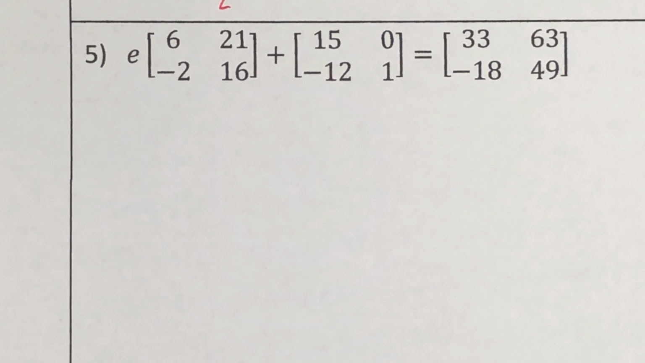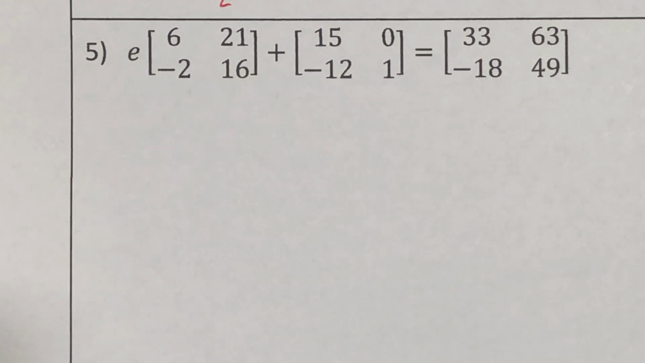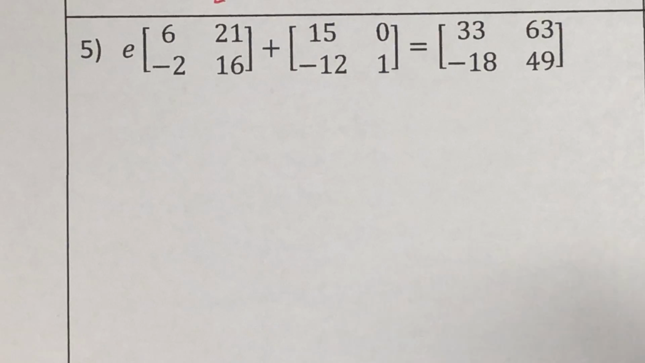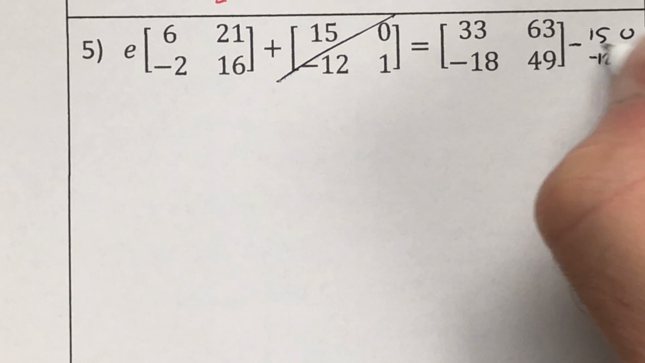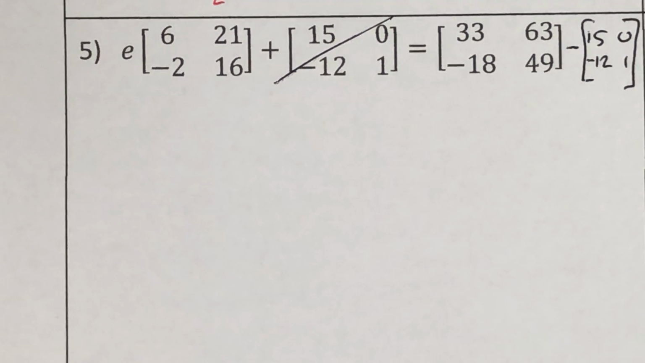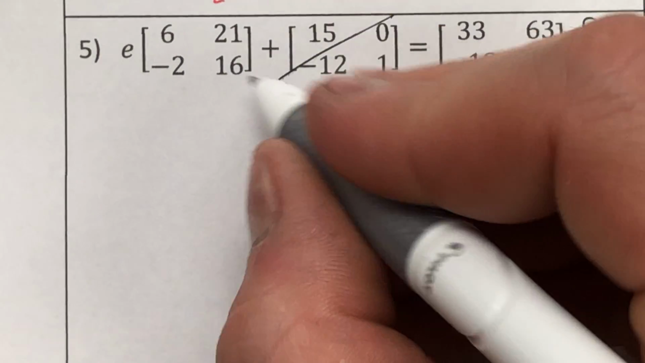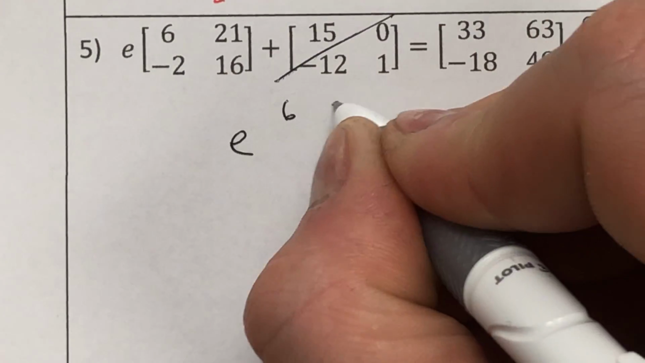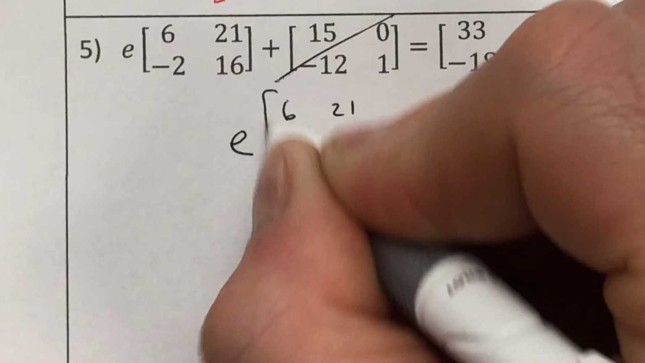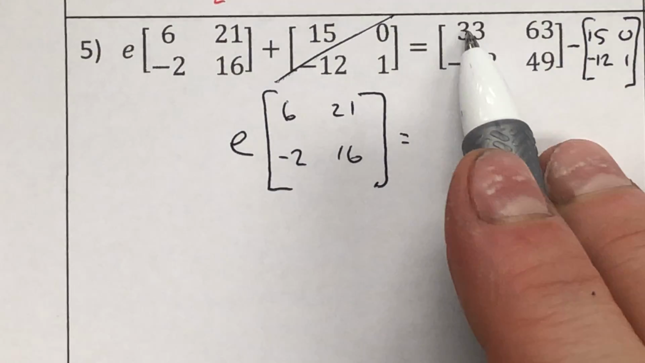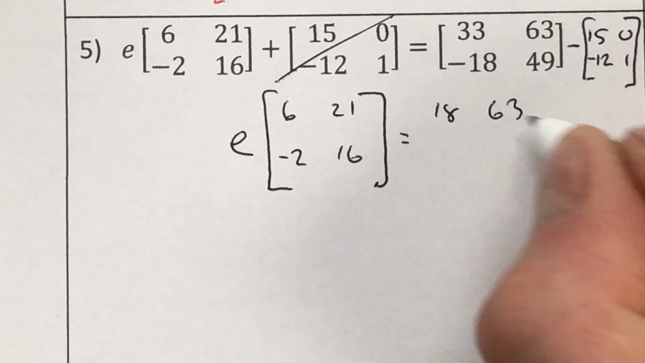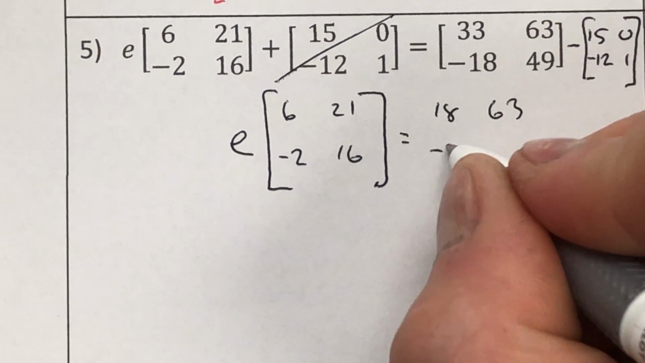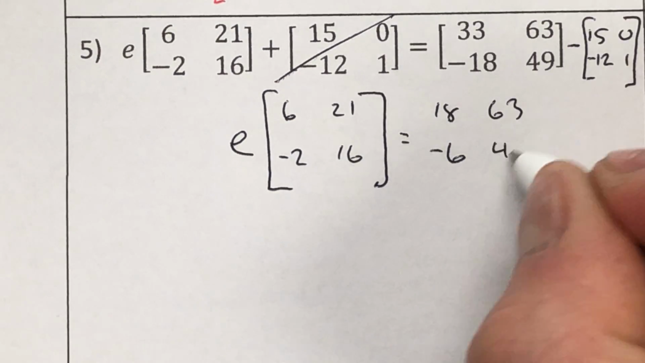Okay, so what you might have noticed is there's a couple ways to work this. Some of you might have moved that matrix over here by subtracting it, which is a valid way to solve it. I could subtract 15, 0, negative 12, and 1, so that I can set this up just like we did previously and say, okay, E times 6, 21, negative 2, 16 is equal to 33 minus 15, which is going to be 18. 63 minus 0, negative 18 minus negative 12, so that's plus 12. 49 minus 1, which is 48.